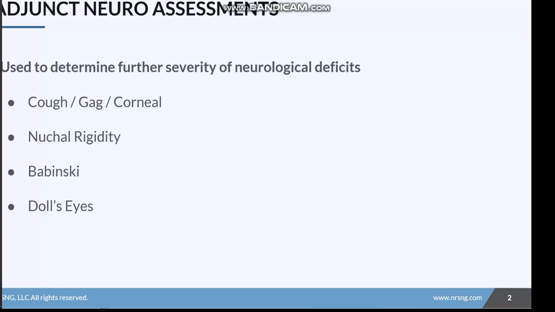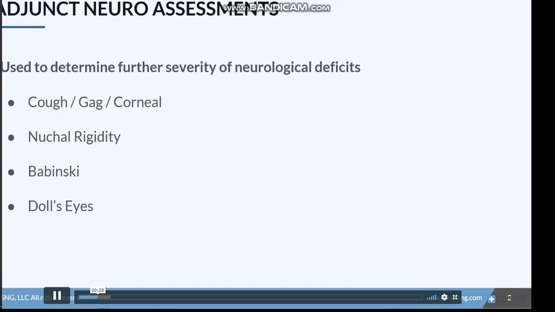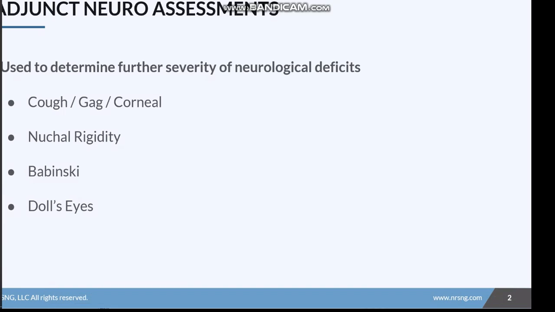So we use the adjuncts to determine further severity of neurological deficits and sometimes to rule out certain causes of problems. The most common adjuncts that we usually do are the brainstem reflexes. Now, the brainstem reflexes are kind of your basic core things that your brainstem will help take care of. One of those things is breathing, but then the three main things we look at are cough, gag, and corneal.